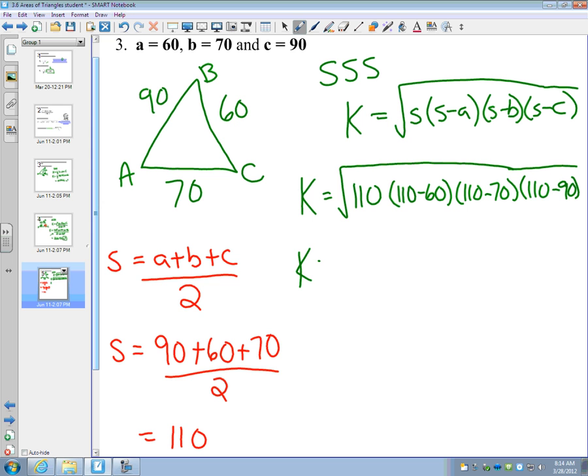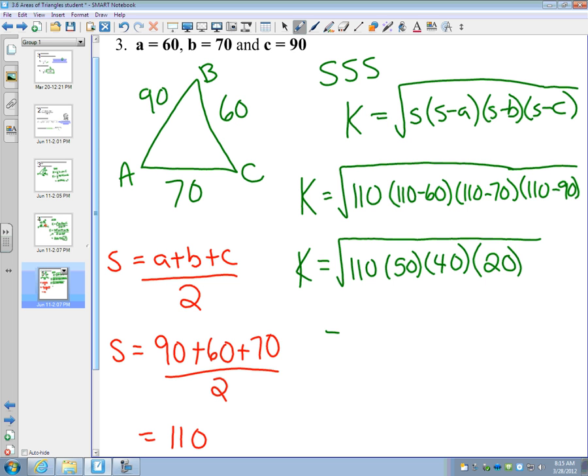Just doing some algebra, I get 110 times 50 times 40 times 20. Putting this all in your calculator and square rooting it, we should get 2,097.62 units squared. Once again, I would tell you to pause, get out your calculator, and make sure you can do this calculation.